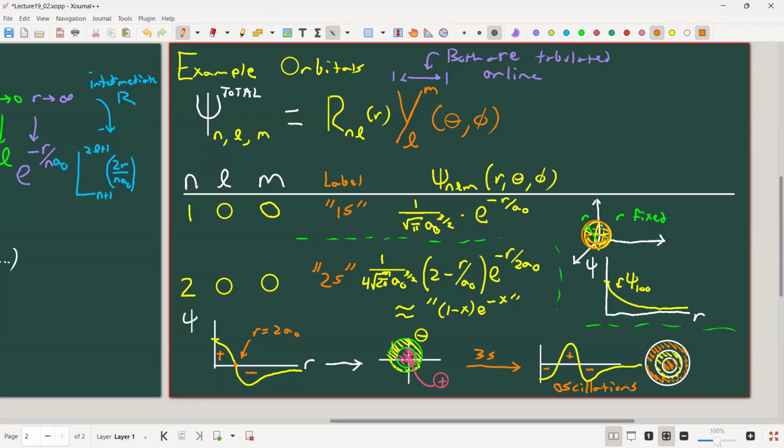S orbitals are basically just spherical waves. That's all they are. It's a very simple wave that has no preference in direction, an isotropic wave, right? And it has states of increasing frequency, which correspond to different spherical waves of different frequencies.